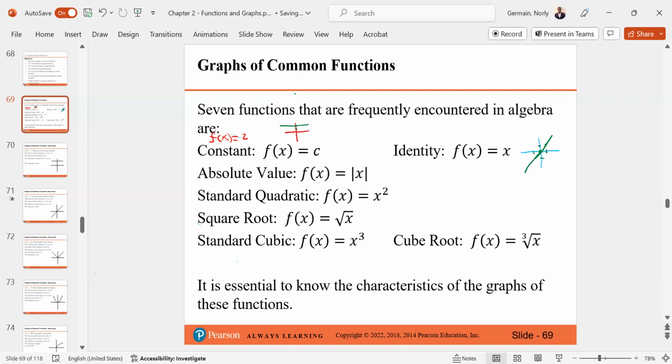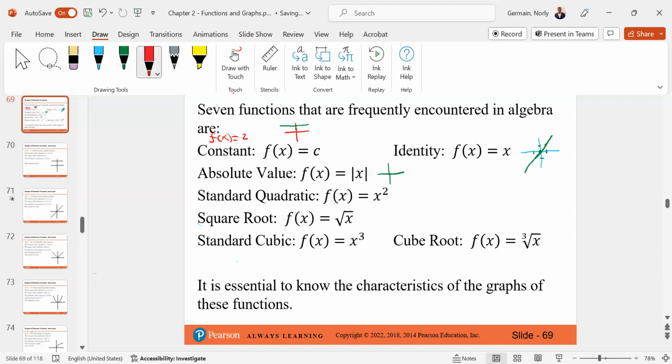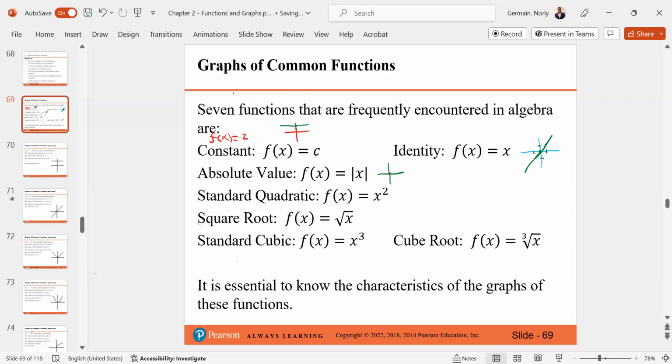And an absolute value function is simply a V shape. If you graph an absolute value function, it would be a V. For example, f of x equals the absolute value of x. If x is 0, y is 0. If x is negative 1, y would be 1 because the absolute value of negative 1 is 1. If x is 1, y would be 1. If x is negative 2, y would be 2. So it's not a parabola, it's a V shape.